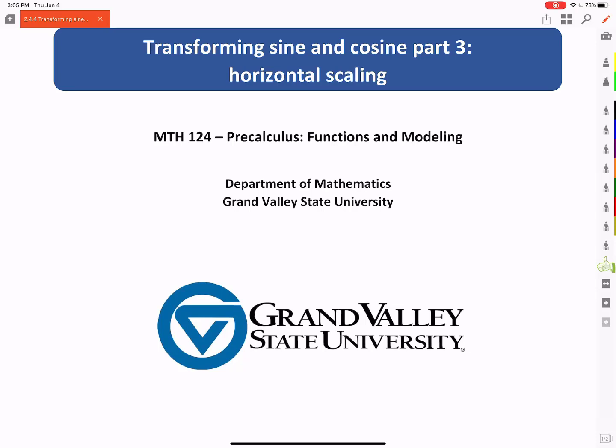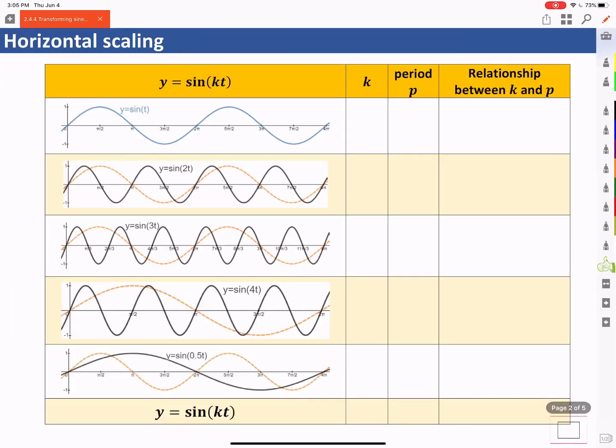We can think of horizontal scaling as a horizontal stretch. In what follows, we will determine how horizontal scaling impacts the graphs of the sine and cosine functions. While we will focus on horizontal stretches of the sine and cosine functions, it is important to note that horizontal scaling follows the same principles for any function we choose.